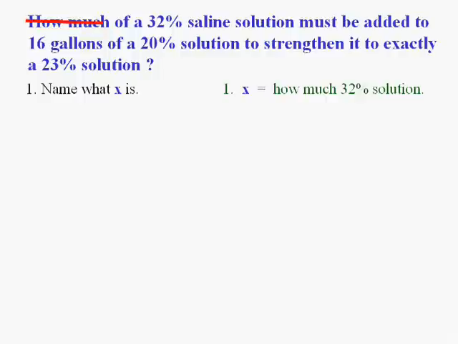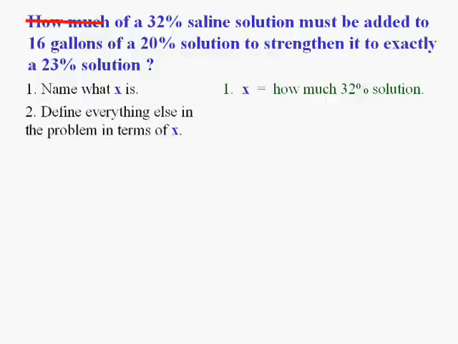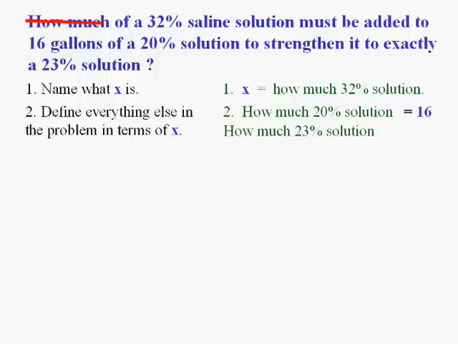So let's cross that out. Now, step 2, everything else in the problem. What do we have in this problem? How much of the 20% solution? Well, let's read it. We know that number. It's 16. Okay? What else is involved?